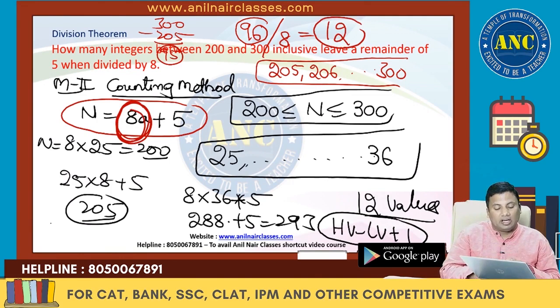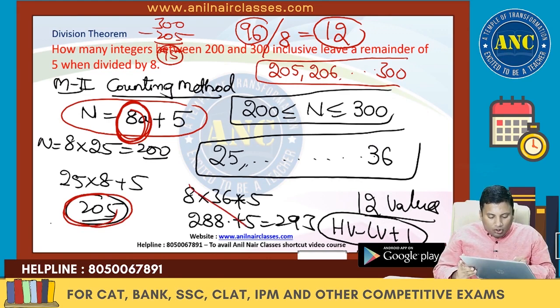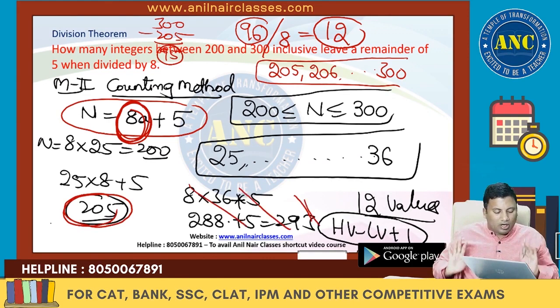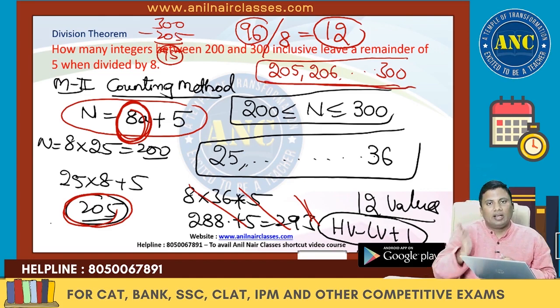Again I am explaining method number 2. N is 8a plus 5. 8 times 25 is 200, and 200 plus 5 is 205. 205 is greater than 200. The lowest value I got is 205, and I don't want to count the earlier value. From 205 it is starting, and it has to go on up to 300. 205 to 300 is 95 plus 1: highest value minus lowest value plus 1. Total 96 values are there.